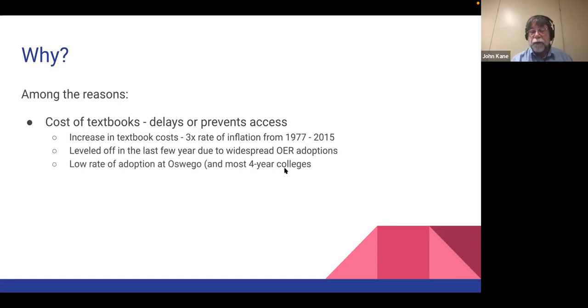Oswego and most other four-year colleges in SUNY and outside of SUNY have seen relatively low rates of adoption of OER. It's been much more popular and much more widely adopted at community colleges. Now, one of the problems that our students come in with is that they come in with very unequal backgrounds in terms of prior education.